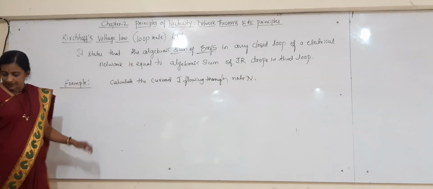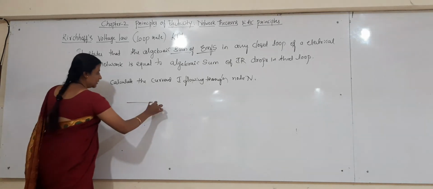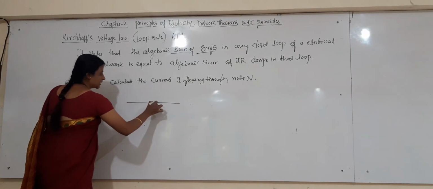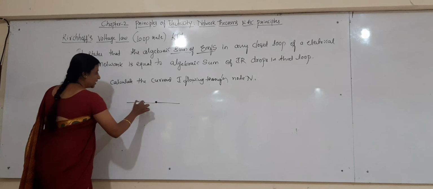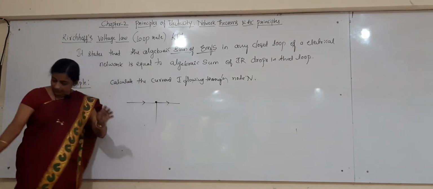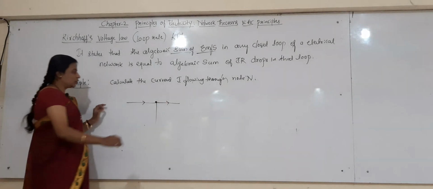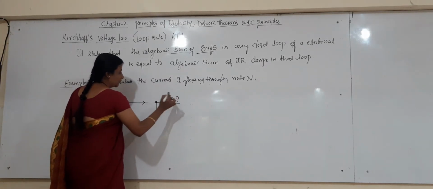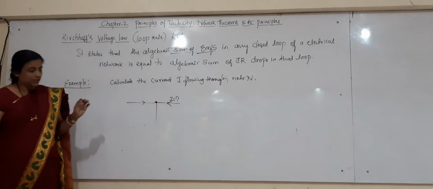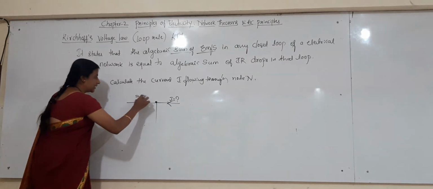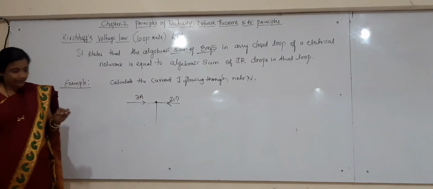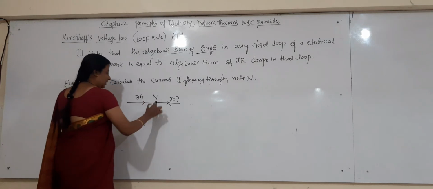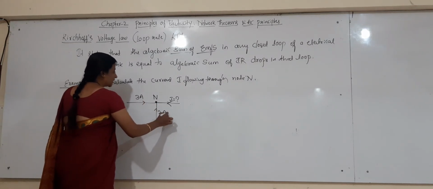First, a circuit is given, a simple circuit consisting of only one node, like this. I is equal to how much? This one is in this direction. There is a 3 ampere current and a 2 ampere current. N is the node here and this one is 2 ampere of current.